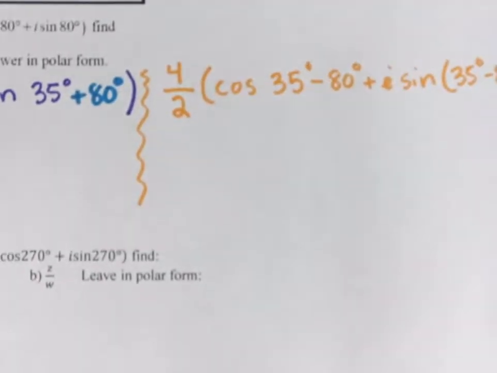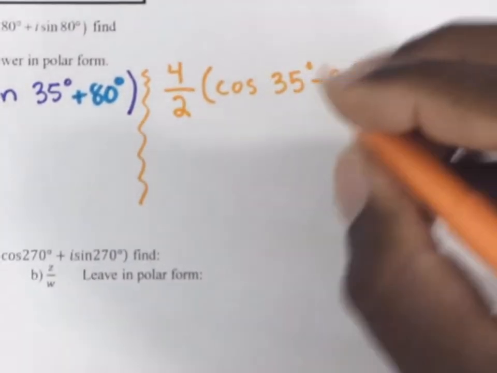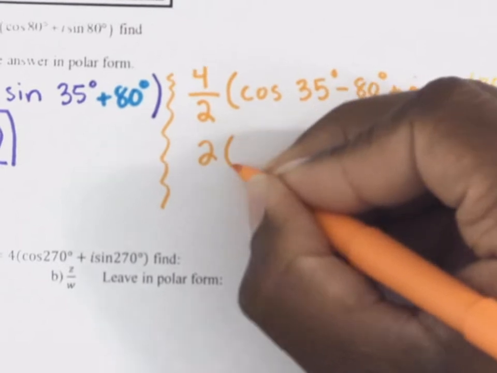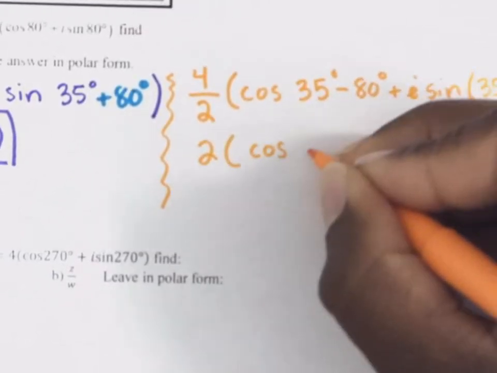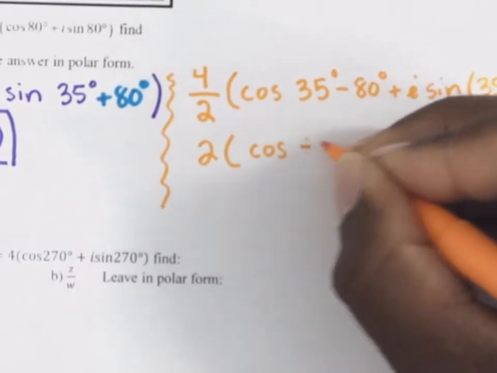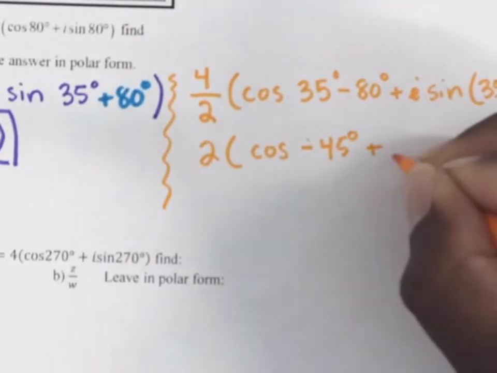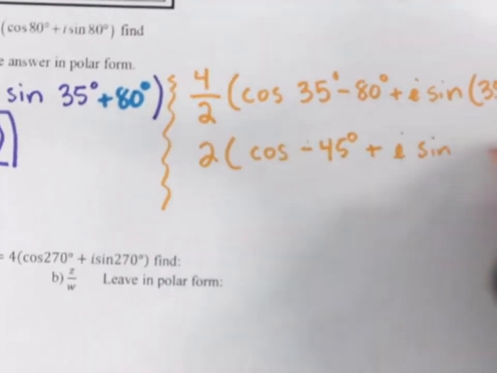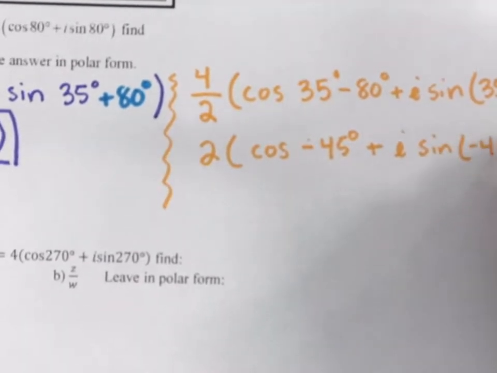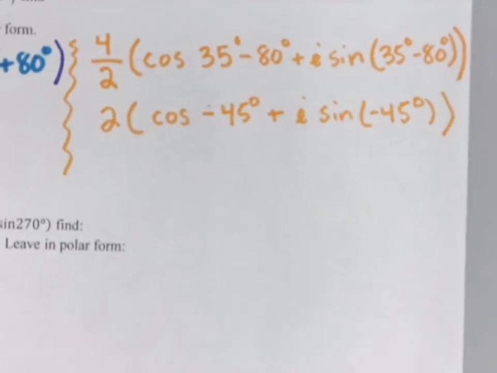Negative 45, I think. What's 4 divided by 2? 2. And then as we just discussed up here, this is negative 45 degrees. I take sine of the same value, negative 45. And this is my answer.